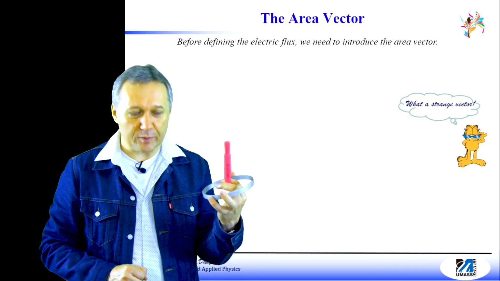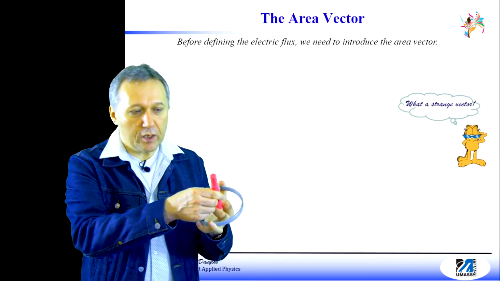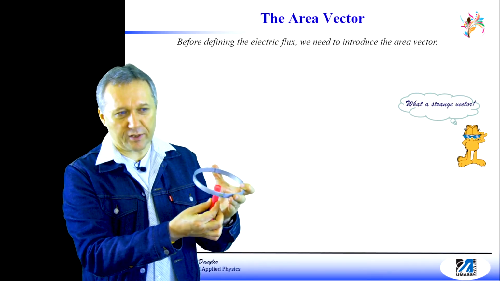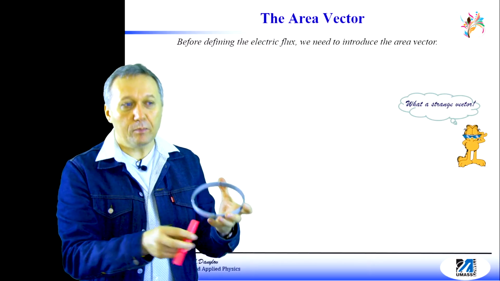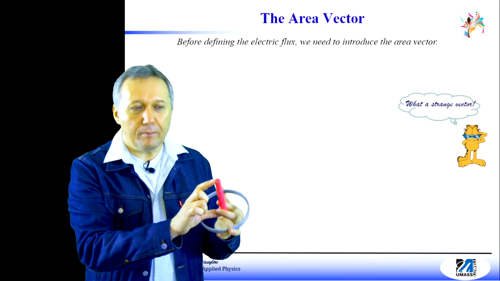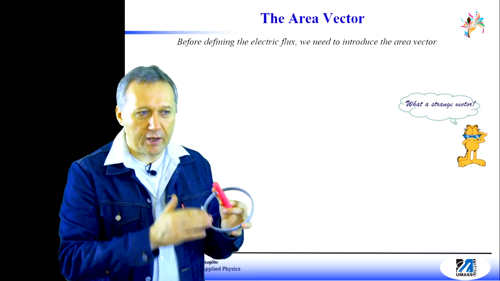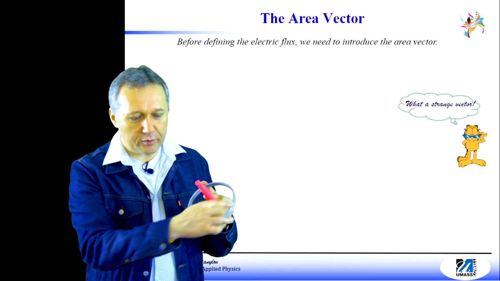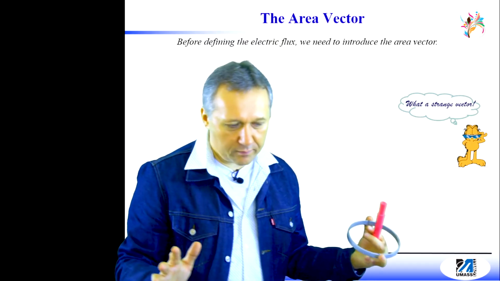So area vector is perpendicular to the surface all the time. Perpendicular means that you can point it this way or this way in the opposite direction. There are no restrictions right now, you can point it this way, that way, but it must be perpendicular to the surface. It's the first part. The second part, magnitude of this vector. The magnitude of this vector equals the area of the surface. Two parts, it's perpendicular and magnitude equals the area. That's it. Very strange vector.